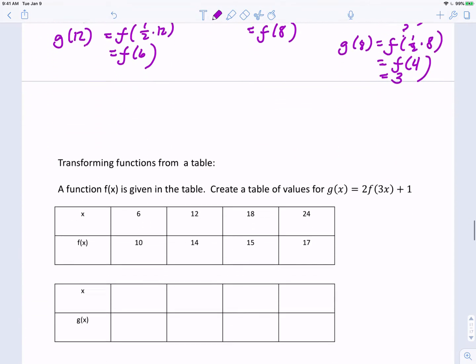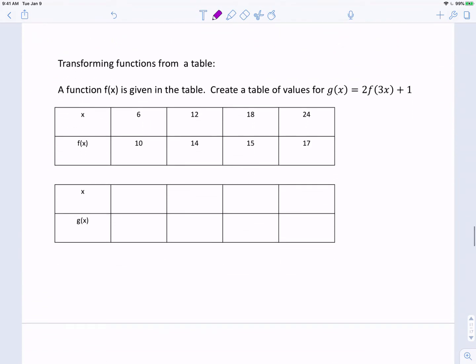One more example. A function f of x is given in the table. Create a table of values for g of x is equal to 2 times f of 3x plus 1. All right, so let's give this a try. The first x value we see in our table for f is 6. Let's see if we would be able to find a g value for x equals 6.